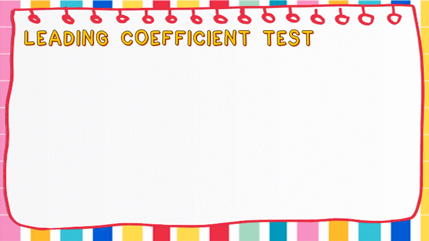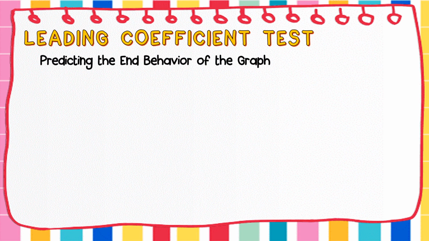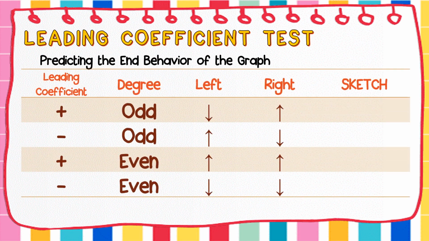Now, we have this leading coefficient test. Now, ano ba or saan ba ginagamit si leading coefficient test? Yes, it predicts the end behavior of the graph. Now, ito lang yung tatandaan ninyo. Kailangan nyo lang malaman kung ano ang leading coefficient at kung ano ang degree. Ma'am, paano po yun gagamitin? Ganito. Titingnan mo si leading coefficient. Pag nakita mo na si leading coefficient, identify mo kung positive ba siya or negative. Kapag 1, positive. Kapag negative 2, edi negative. Ganun lang.